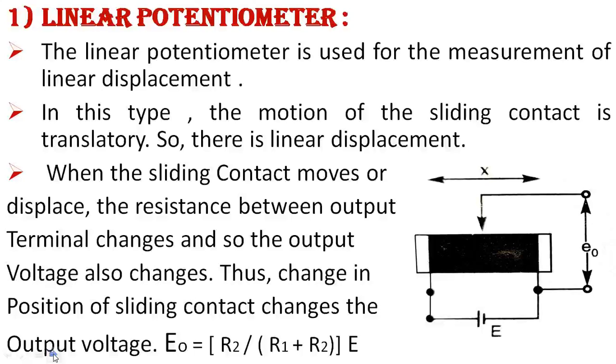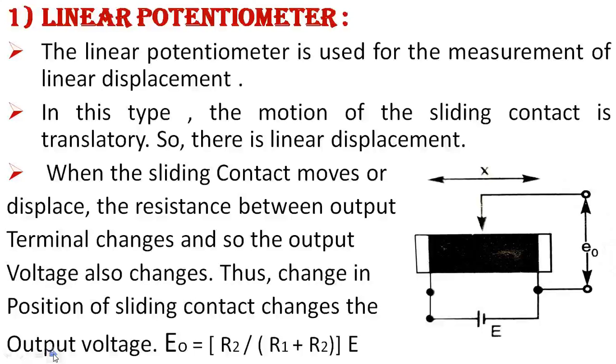When the sliding contact moves or displaces, the resistance between the output terminals changes, and so the output voltage also changes. So whenever the sliding contact moves, resistance changes, so the terminal output voltage also changes. The change of position of the sliding contact changes the output voltage.